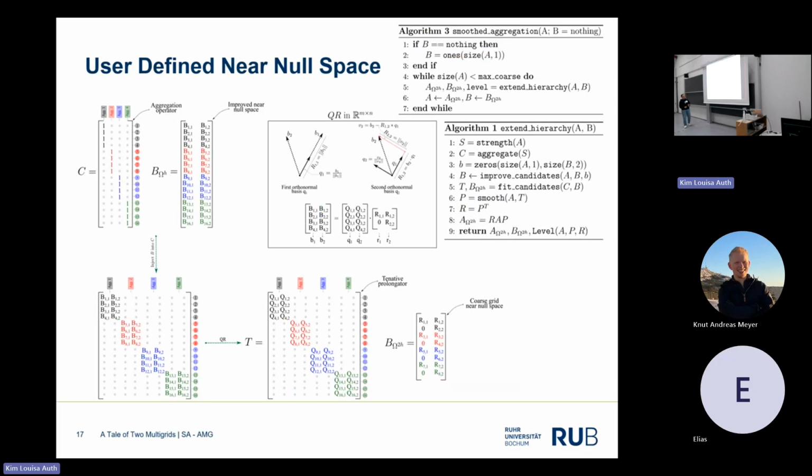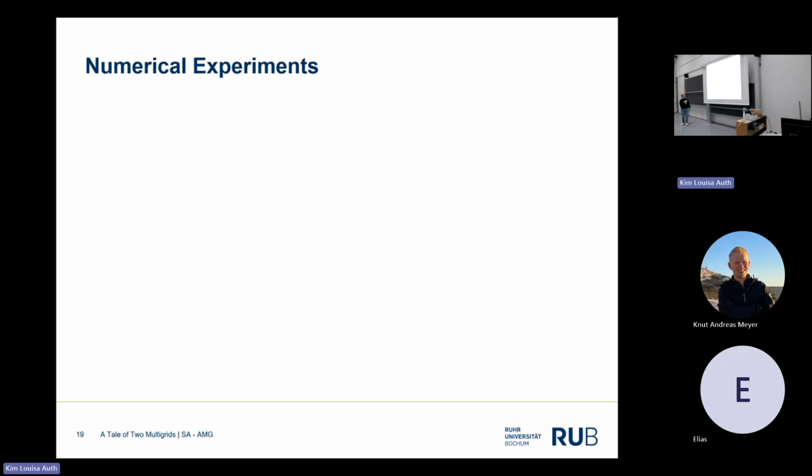Basically, this is how to fix it. We enable the user to pass their user-defined near-null space, which can be either a matrix or a vector, and accordingly we change the whole algorithm based on this multi-dimensional near-null space. The most important thing in this section is to show some numerical experiments, because it emphasizes how this minor change could improve convergence substantially.